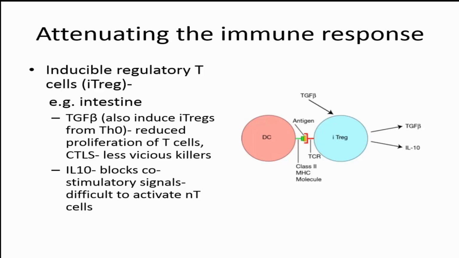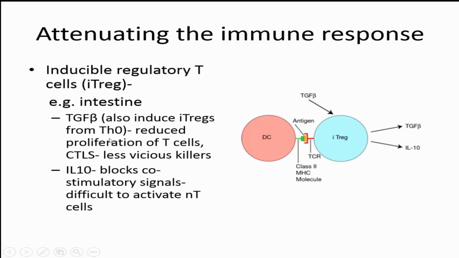For that, there are some cells called inducible T regulatory cells, or iTregs. These iTregs are T helper type of cells, which are produced from Th0 cells. And remember, the dendritic cell and the T helper cells interact in specific cytokine environments to produce different subsets of T helper cells. So when there is an environment of TGF-beta, the helper T cells produce what's called iTregs that then release specific cytokines, which are called TGF-beta and IL-10. And these cytokines help to attenuate the immune response.